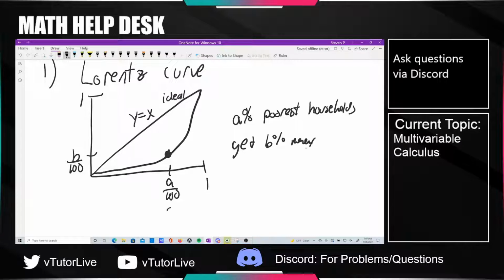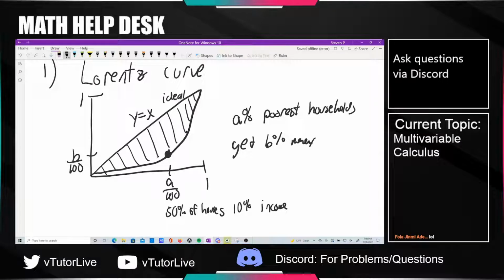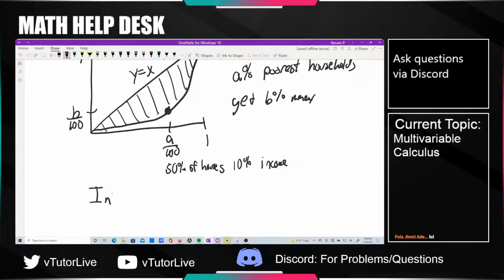So if this value over here is like 50% of the households get, I don't know, maybe like 10% of the income, that's like saying that things are probably not so well in whatever economy you've got set up. There's a lot of inequality. And the idea behind this problem is that this is the curve itself, and you sort of want a holistic measure of how good or bad this curve is. The idea that they came up with was basically to compare this to y equals x and just take the difference between them. And that difference can be obtained through, you guessed it, integration.